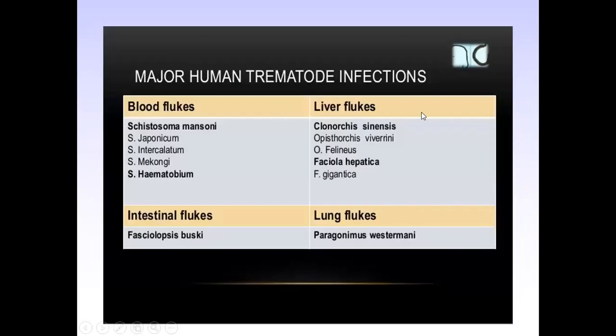So the major human trematode infections include four types: the blood flukes, liver flukes, lung flukes, and the intestinal flukes. I'm just going to give you a brief of the important features of the schistosomes, which we are going to study today. For the rest, you need to know the names and the diseases which are produced by them.